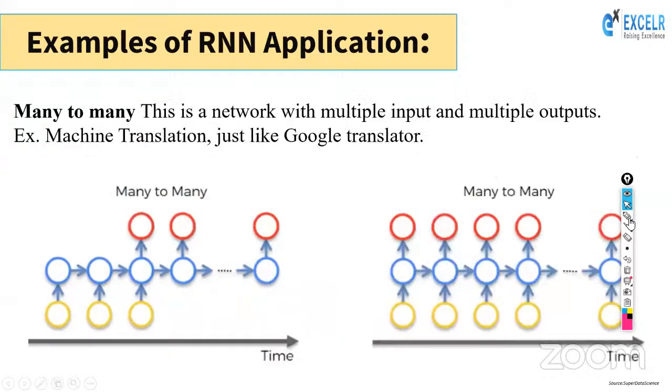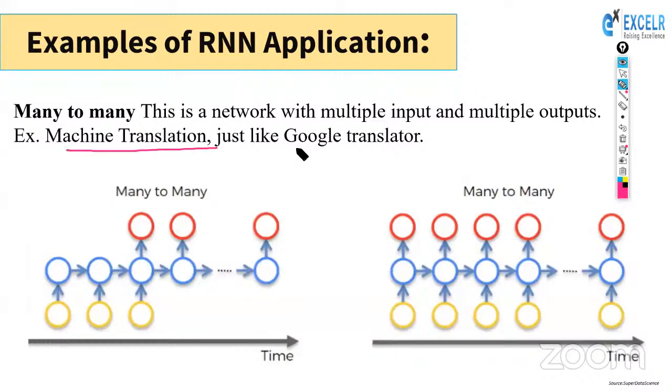Then many to many mapping, where we have multiple inputs and multiple outputs. One of the most commonly used applications of this mapping is machine translation, just like Google Translator. So what is machine translation? You have a sequence of words, let's say word 1, word 2, word 3, word 4, word 5. Let me just take an example.